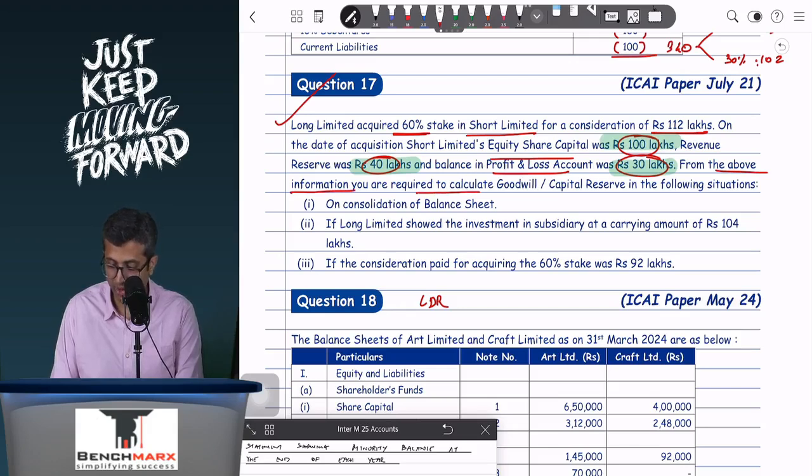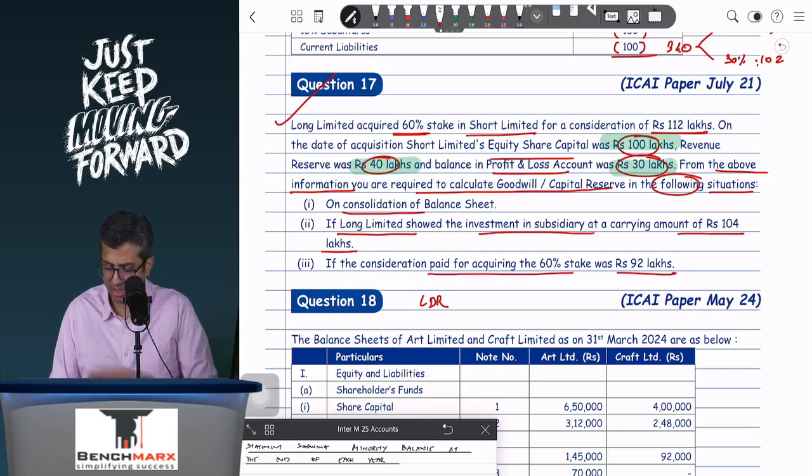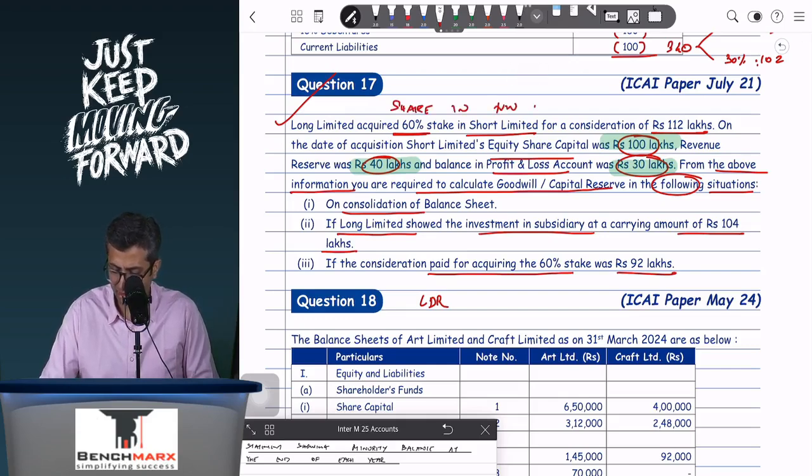Now from the above information, you are required to calculate the goodwill or the capital reserve in the following situations. First, on consolidation of balance sheet. Second, if long showed investment in subsidiary at the carrying amount of 104. And if the consideration paid for acquiring 60% stake is 92. So if I go to see my share, if we see over here, my share in the net worth would be 60% of 170.